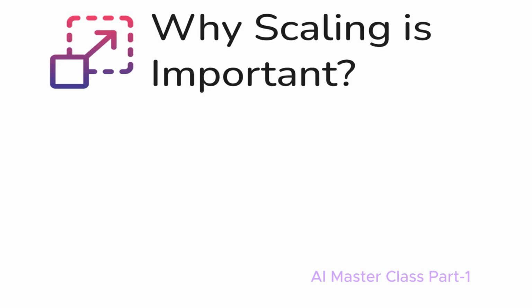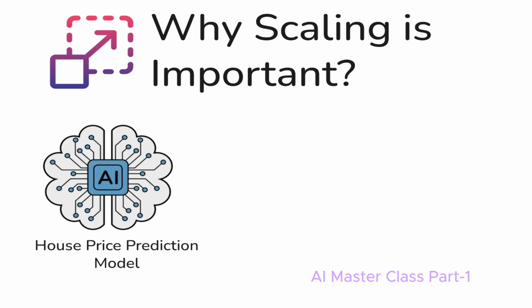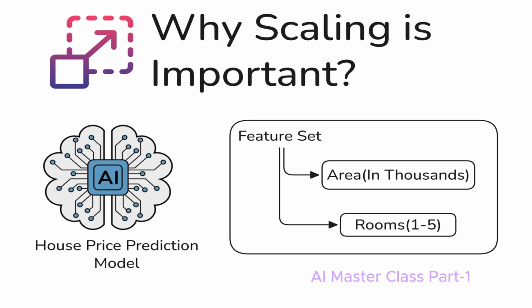So now let us understand why feature scaling is important. Suppose you are building a model to predict house prices and you have two features. One is area, which can be in thousands, and another one is number of rooms, which is usually between 1 to 5 or maybe maximum till 10. Now, if you look at these two features, their ranges are very different. One is large and the other one is very small. Now, the question is, will this difference affect how a model will perceive the patterns? The answer is yes, especially for certain algorithms.